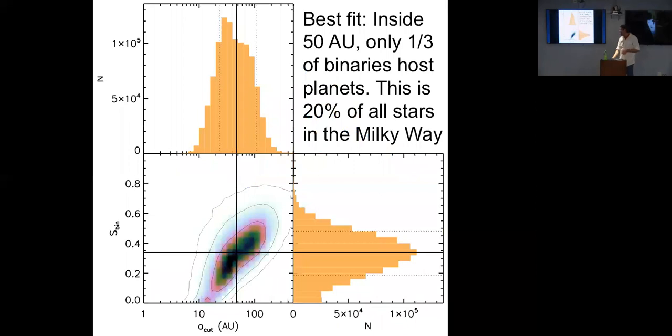And specifically, the punchline, the average of both of those, is saying inside 50-ish AU, 1/3 of binaries host planets compared to the fraction of single stars. And so this is 20% of all the stars in the Milky Way, because over half of all stars are in binary systems, and this is about the median semi-major axis. So this is not a small effect. If you're not accounting for this, all of your planet occurrence rates are systematically off by 20%.